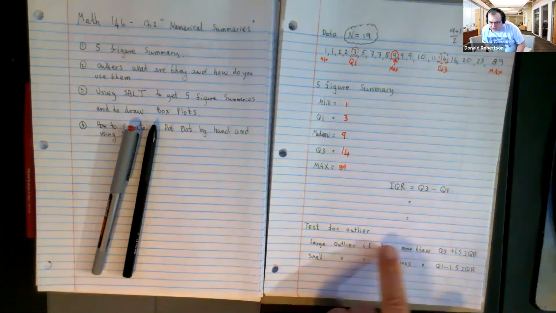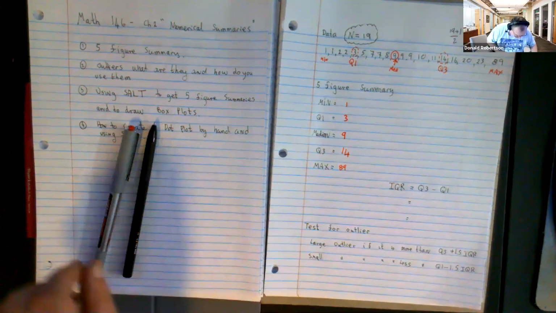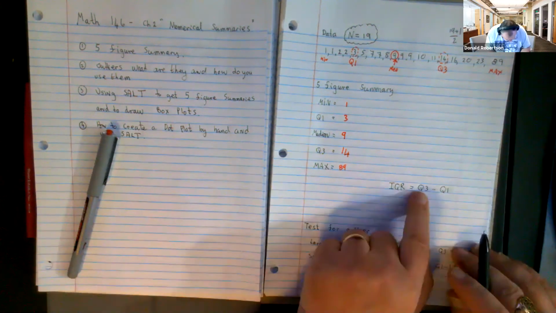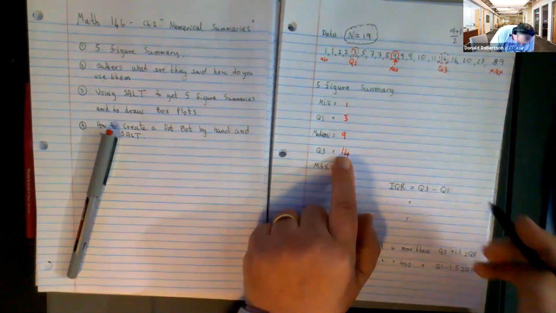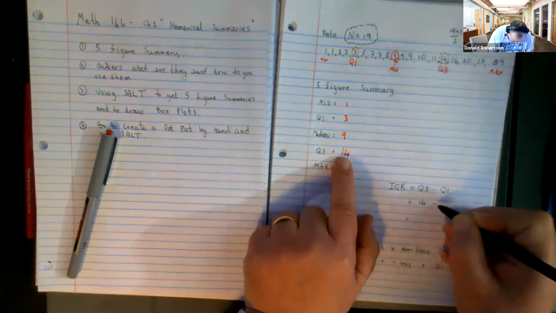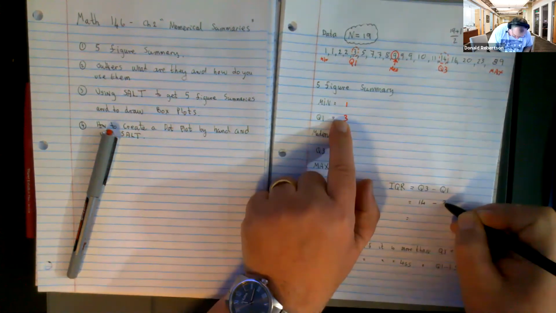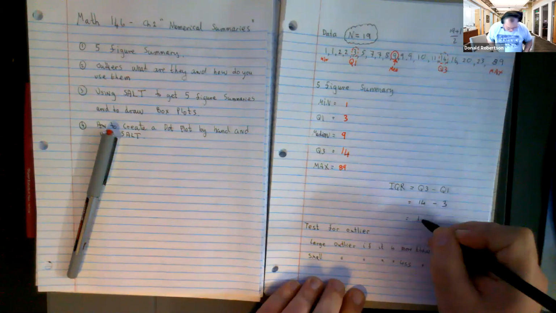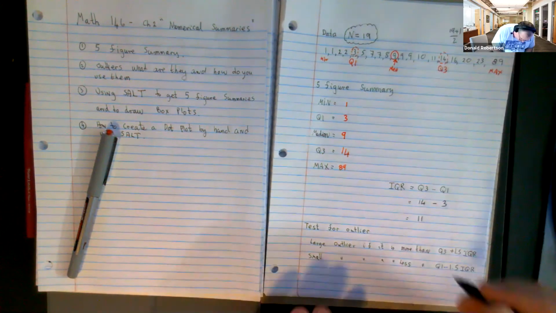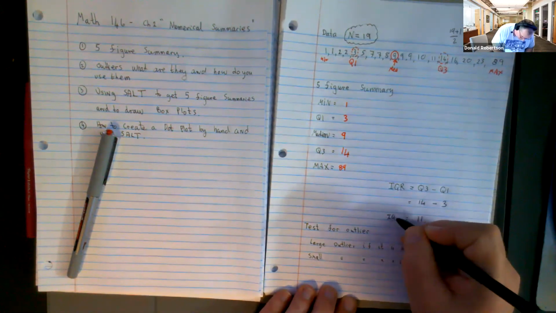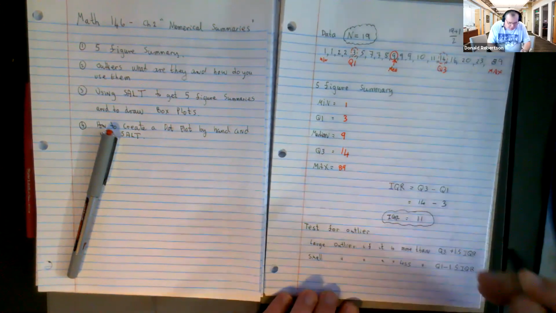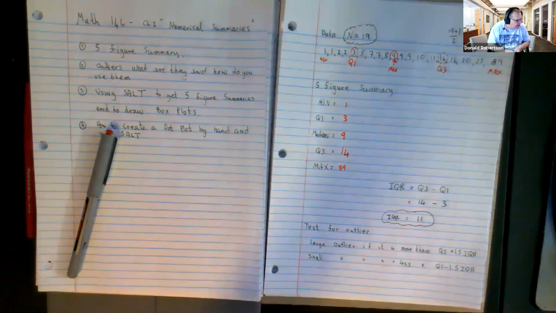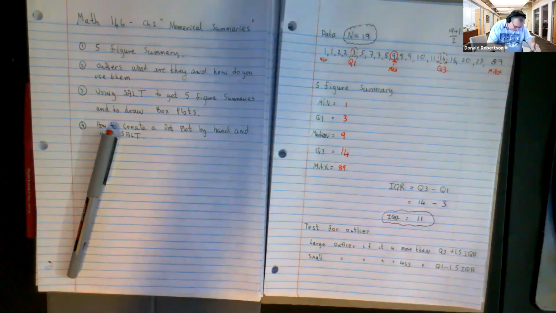And the test uses the interquartile range. So let me get that. The interquartile range, IQR, is this fella, 14, take away this fella, 3. And the answer I get is 11. The interquartile range is 11. It kind of measures the range where the middle half of the data is, right? The middle 50% from smallest to biggest is about 11 numbers apart.